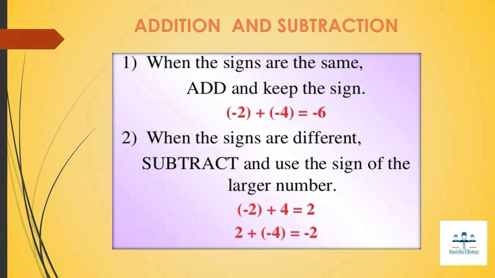Now let us see the rules for addition and subtraction. When the signs are the same, we add and keep the sign. For example, minus 2 plus minus 4. In this the signs are the same, so I am going to add and use the sign of minus. When signs are different, we subtract and use the sign of the larger number. For example, minus 2 plus 4. In this, the signs are different, so I subtract and use the sign of the larger number. Here, 4 is the larger number. This sign is positive, so I am using the positive sign.